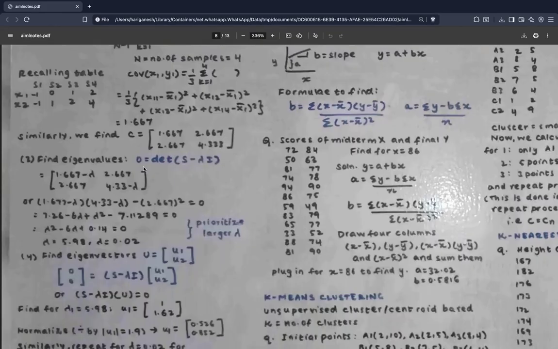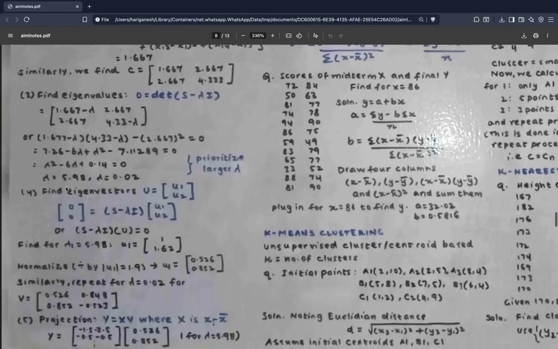The second step is to find eigenvalues. The formula for this is you equate the determinant of S minus lambda I to 0. S is the covariance matrix, lambda is the eigenvalue, and I is the identity matrix. When you subtract that, you have 1.667 minus lambda, 2.667 here, and then again 4.33 minus lambda. It becomes a quadratic equation. You solve for it, you get lambda 5.98 and lambda 0.02. You want to prioritize the larger lambda, so we take lambda equal to 5.98.